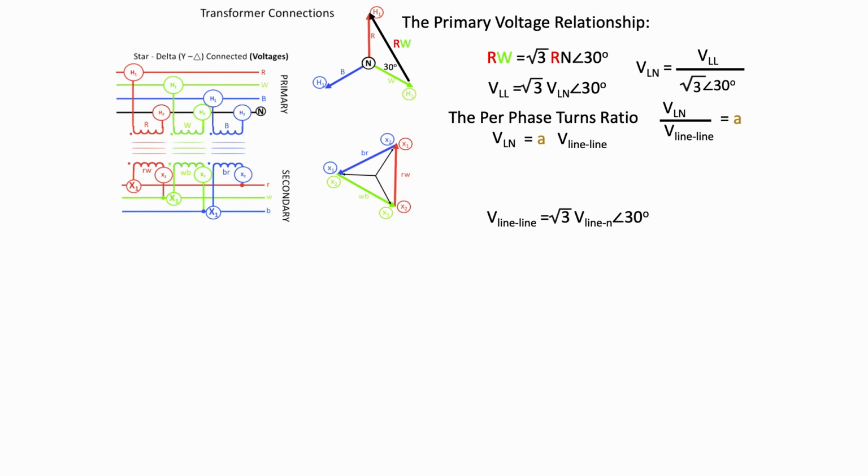And there is a phase relationship associated with the secondary and this hypothetical neutral, such that the line-to-line voltage of the secondary is going to be root 3 times the line-to-neutral secondary, and it is going to be leading the line-to-neutral voltage by 30 degrees. This is a phase relationship if there is a three-phase system with a neutral, which we've hypothetically developed.